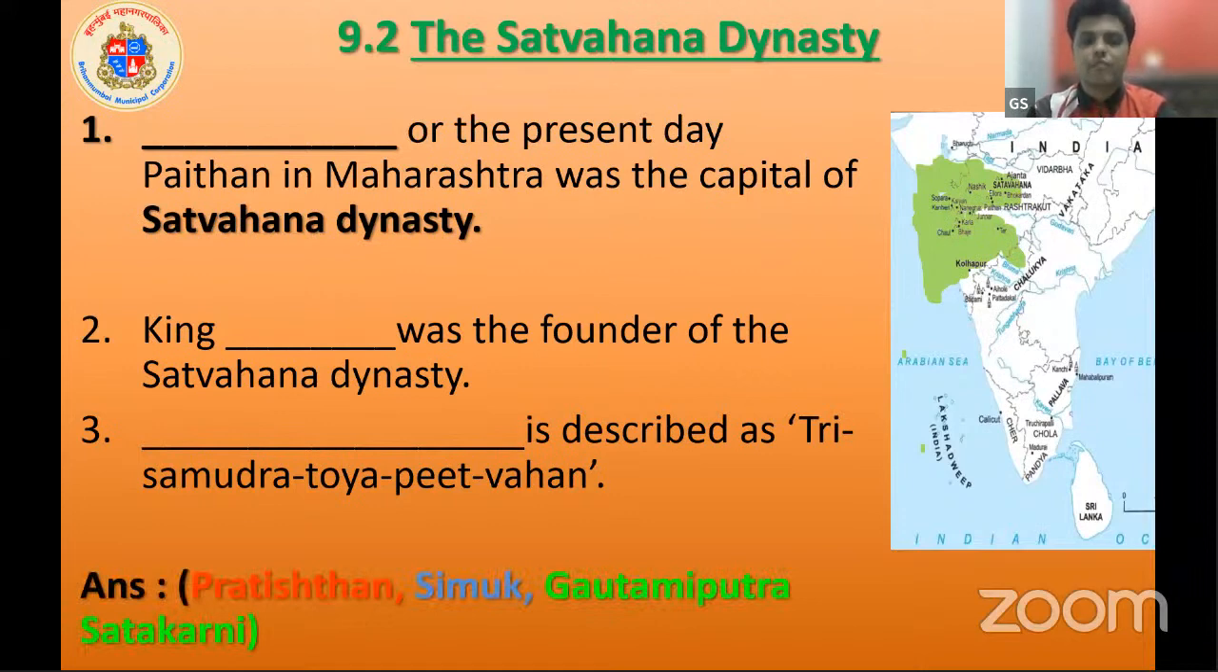Pratishthan was the answer for the first question. Pratishthan, the present day Paitan in Maharashtra, was the capital of the Satvahana dynasty. Then King Simuka was the founder of the Satvahana dynasty. That was the second question. And Gautami Putra Satkarni is described as the Tri Samudra Toya Pit Vahan. Correct. Very good. You can note down these answers if you have not got. Let us move to the next slide.